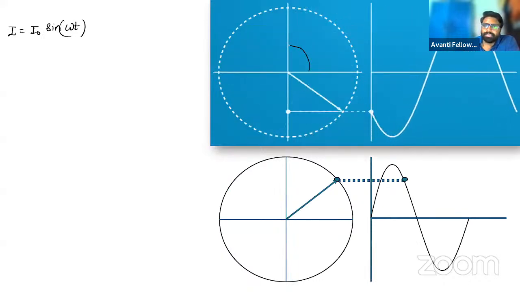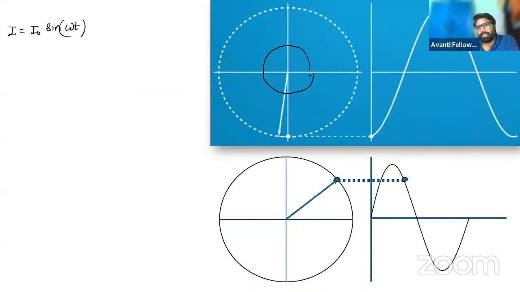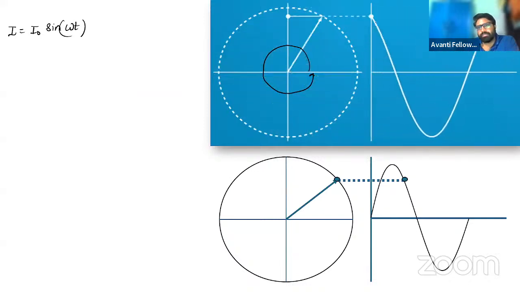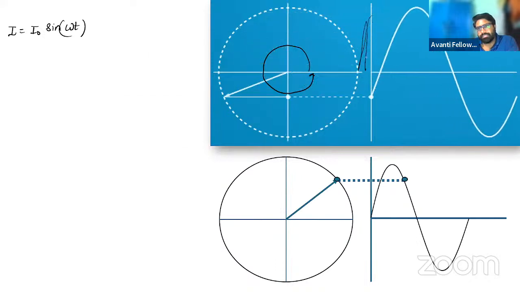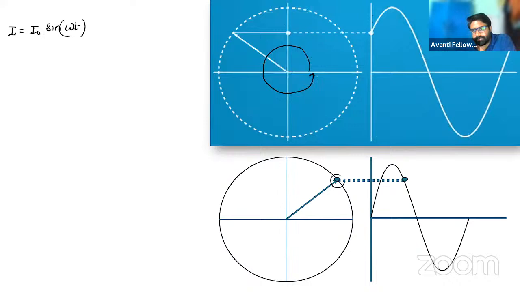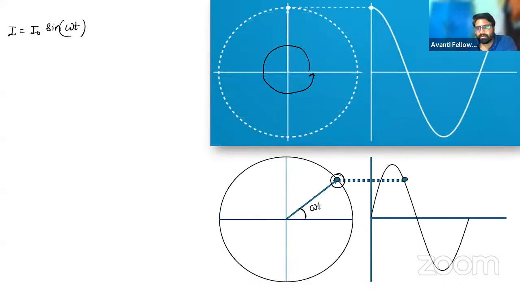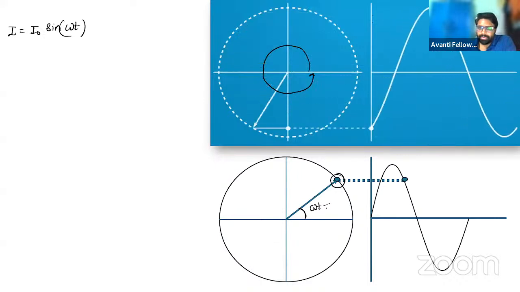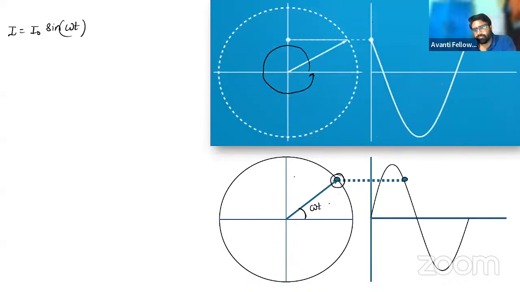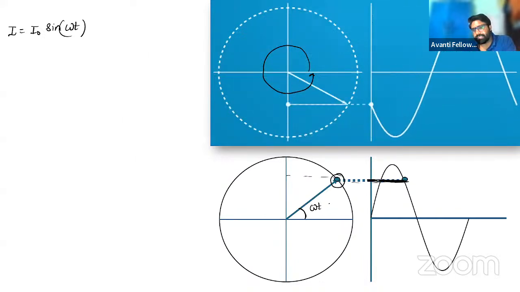As the value of omega t is increasing or changing, the magnitude of this vector is denoted by this point, which is oscillating in this manner for a particular instant of time. If this vector is at this position, this is the phase angle omega t, and the projection on the y-axis is the same as the value of the sinusoidal wave.